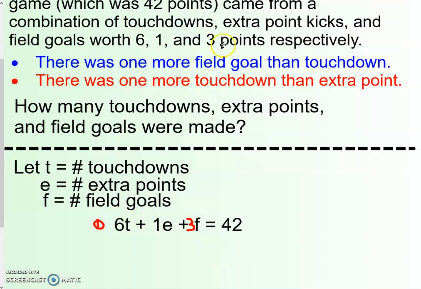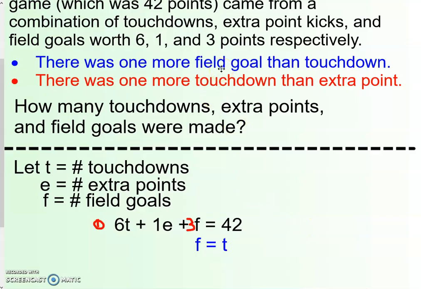Now, I need a second equation, and that's going to be this blue equation. There was 1 more field goal than there was a touchdown. Now, this says the number of field goals is the same as the number of touchdowns, and that's not what this says. I know there's 1 more field goal than there is a touchdown. So do I add 1 to the left side or do I add 1 to the right side? And this always throws kids off. So I want you to think of it this way.